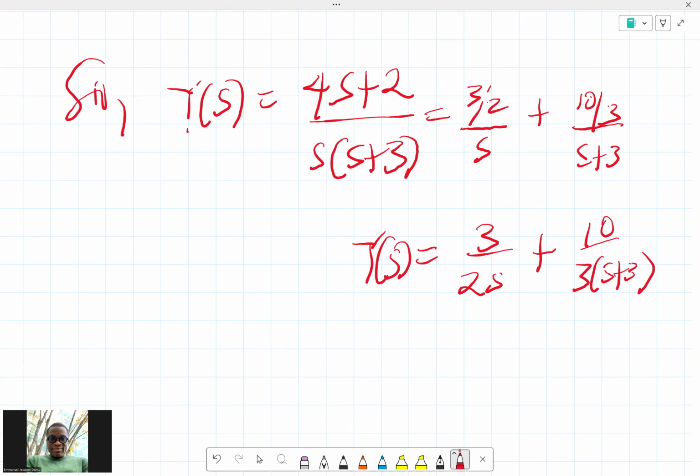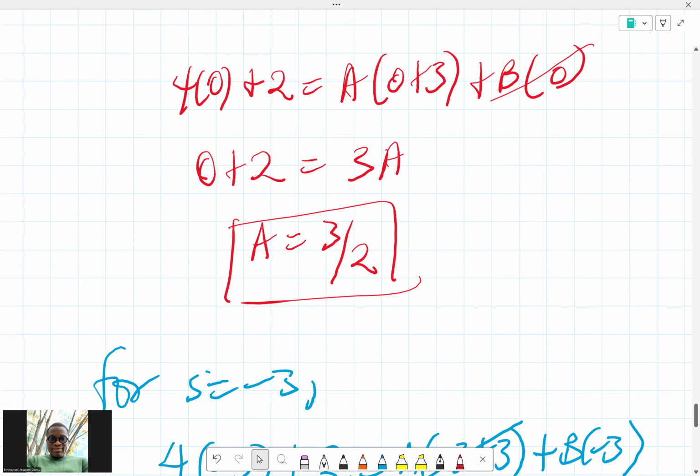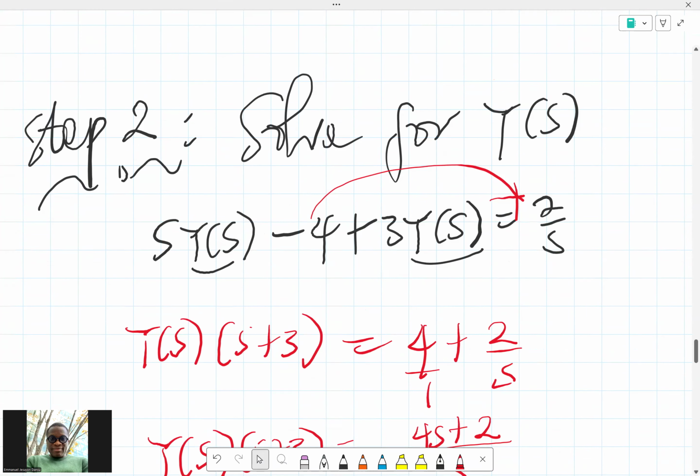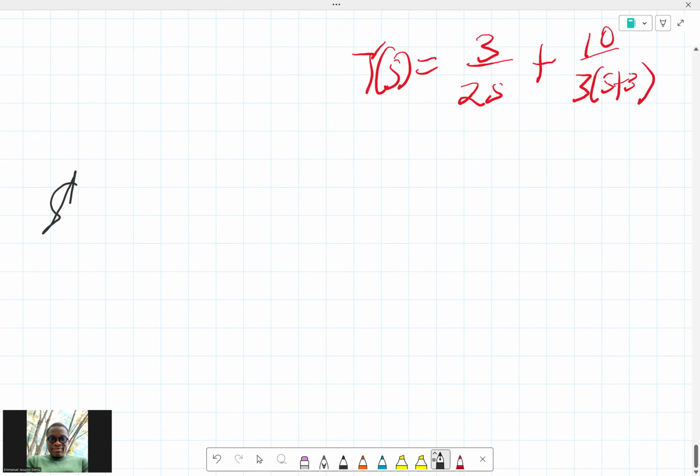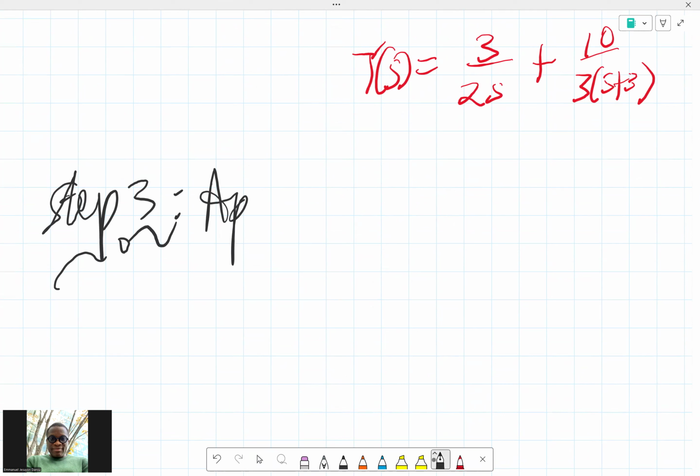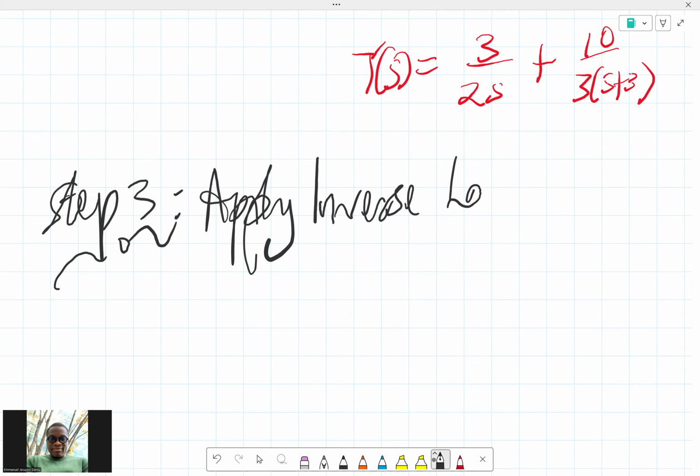Okay. So with that in place now, we can then go for step 3. So far we have done step 2. So in step 3, we take the inverse finally to get our results. So step 3, apply inverse Laplace transform.